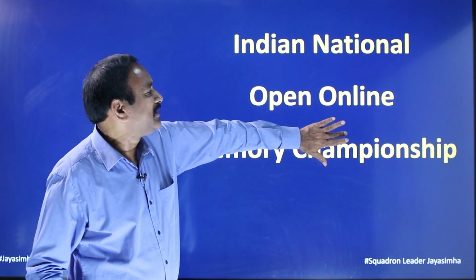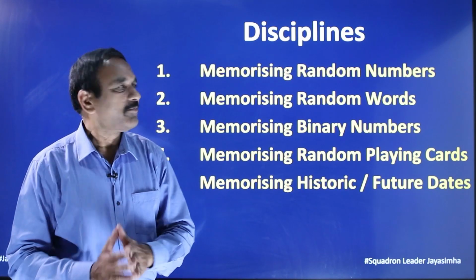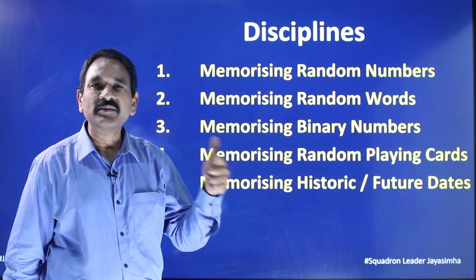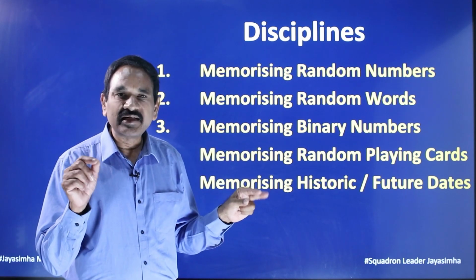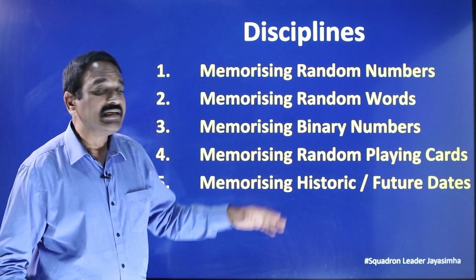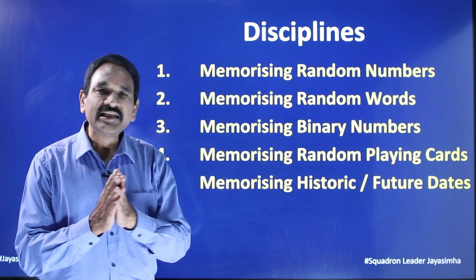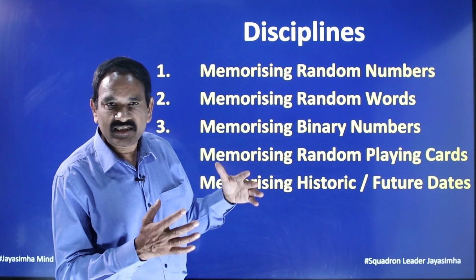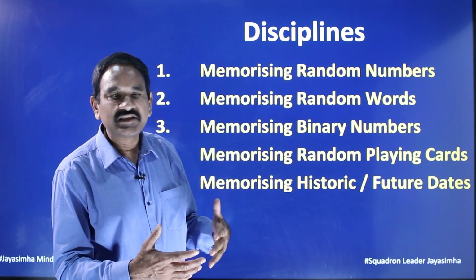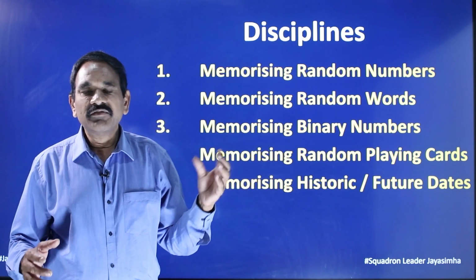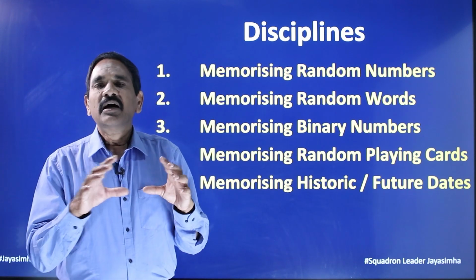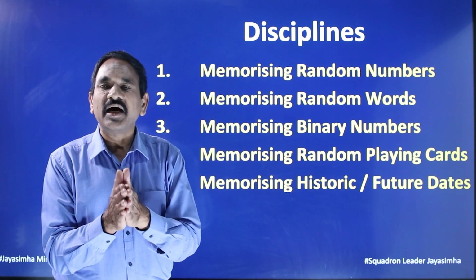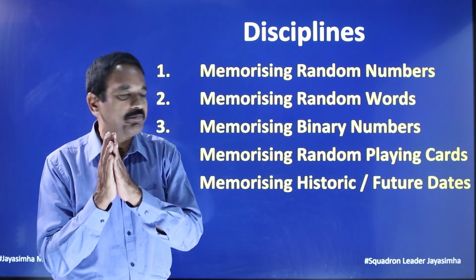You want to know? See, you'll be tested in 5 different disciplines. Number 1, memorizing random numbers. Number 2, memorizing random words. Number 3, memorizing binary numbers. Number 4, memorizing random playing cards. Number 5, memorizing historic or future dates. These are the 5 disciplines. I will explain how this test will be conducted in each discipline. Every discipline has some score, and whoever scores the maximum combined overall out of these 5 disciplines, he or she will be the Indian National Memory Champion.